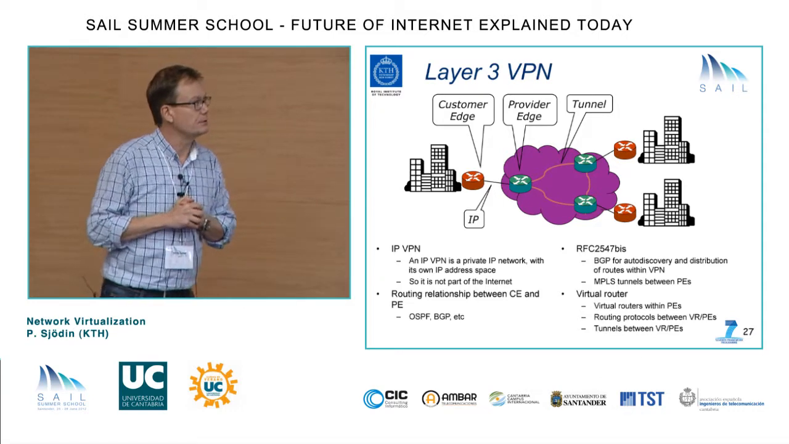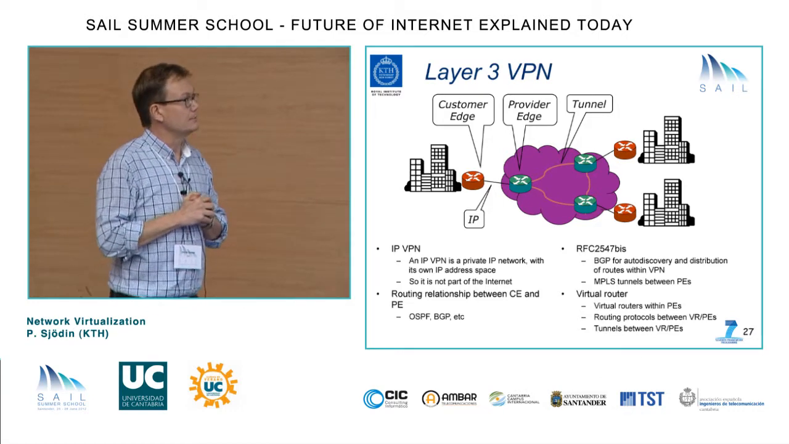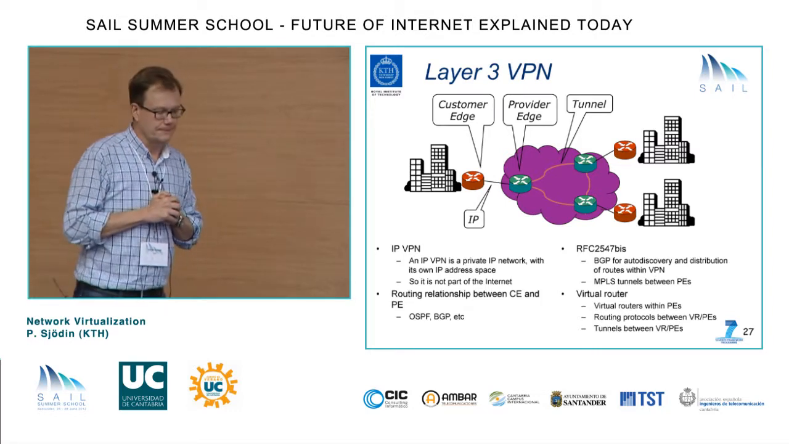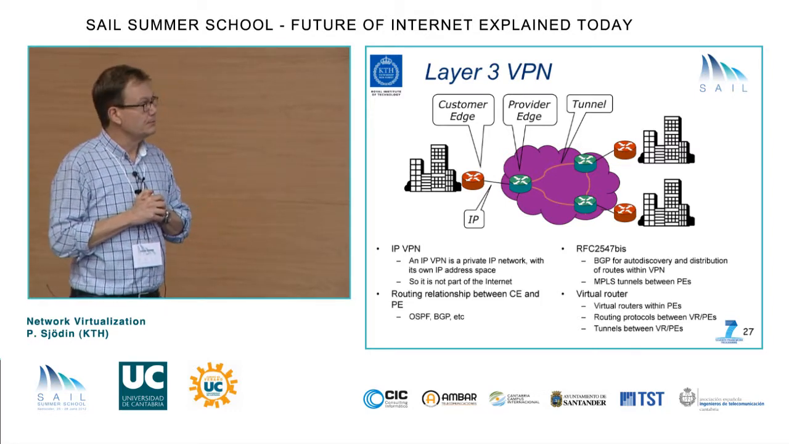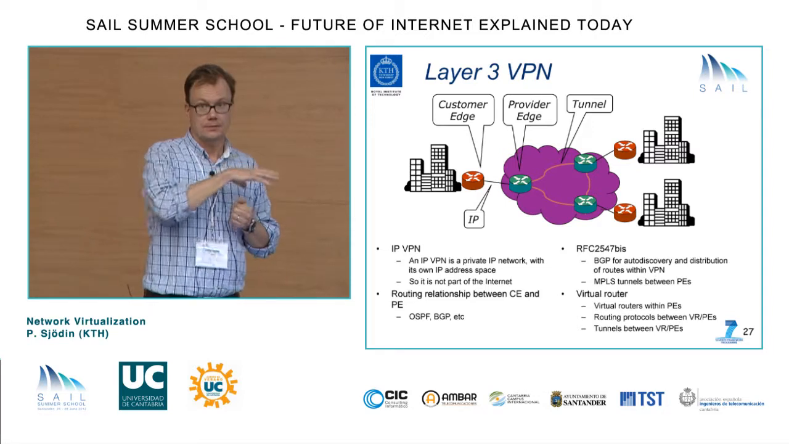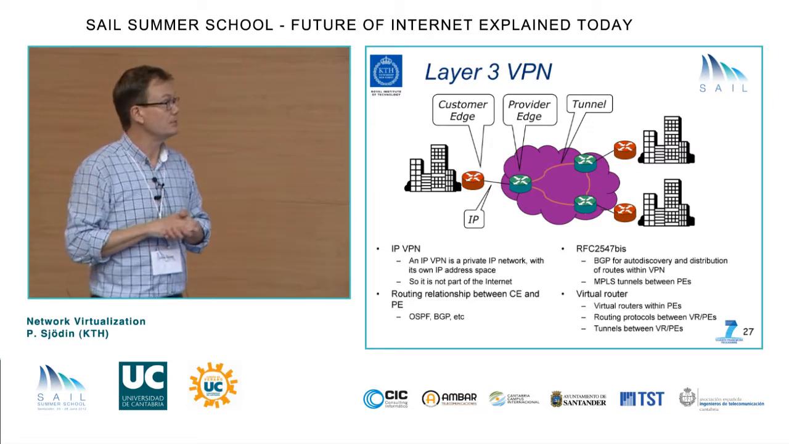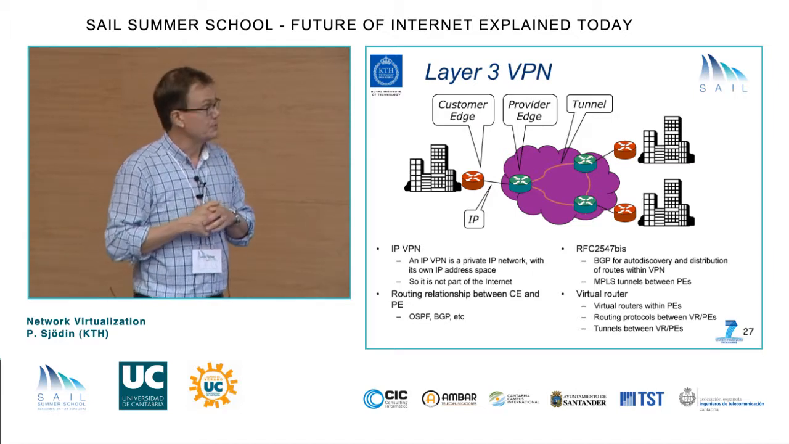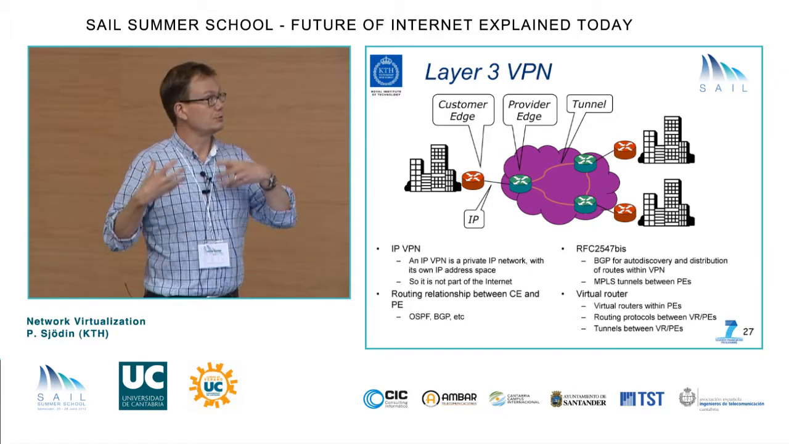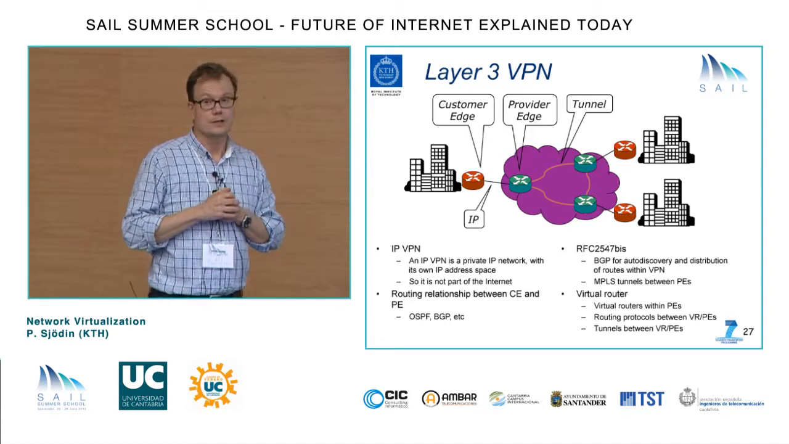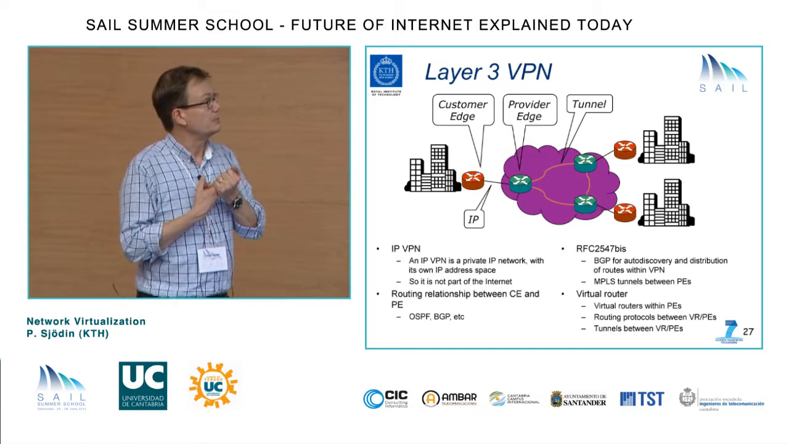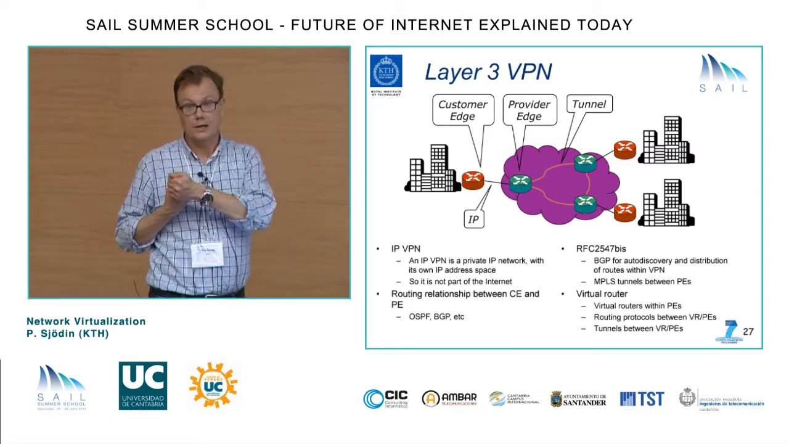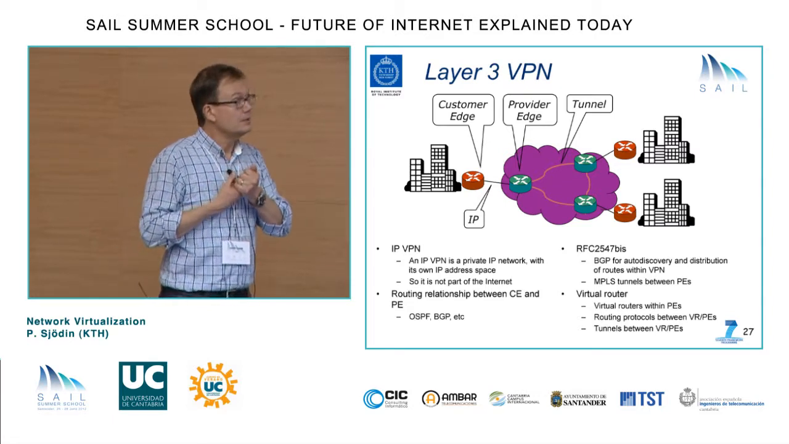There are sort of two ways of doing this. One is called RFC 2547 bis, where, similar to what we saw in the previous slides, we're using BGP for the auto-discovery functions. We're using BGP for distribution of routes internal to the VPN, and we're setting up MPLS tunnels between PEs. So this is also sometimes called MPLS VPN because it uses MPLS as a tunneling technology. So that's one way of doing it.